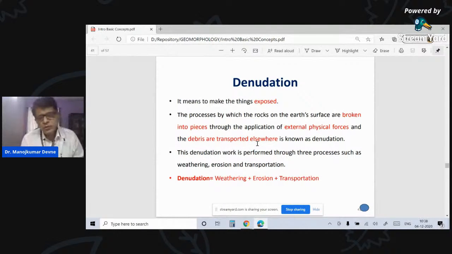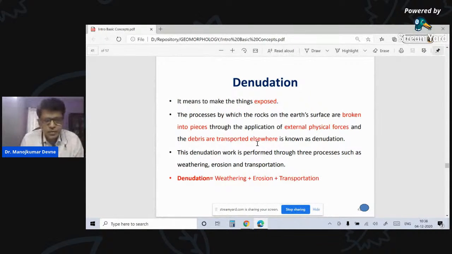So the processes by which the rocks on the earth's surface are broken down into pieces through application of external physical forces, and the debris is transported elsewhere, is known as denudation. You take it from somewhere, you erode it, you take it and you deposit it somewhere. The whole process is called denudation. What happens in this whole process is something that has gone up slowly goes down.